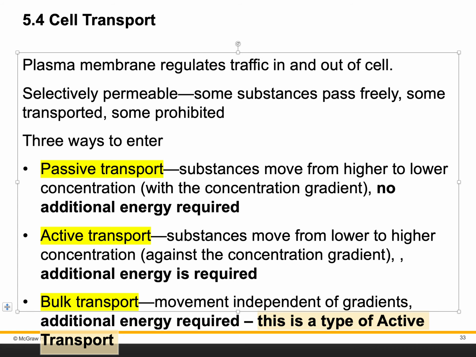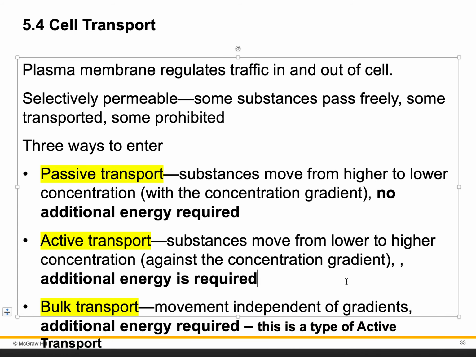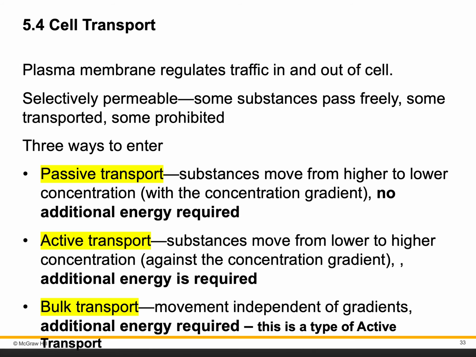So those are the 3 different types: passive, active, and bulk transport. Passive, no energy. Active needs energy. Bulk transport does need energy as well. With the concentration gradient, against the concentration gradient. Please make sure that you review this, because this will be on your test and it might be a little bit tricky. If you don't remember these definitions word for word, I recommend that you practice them, because you're going to get a question and I don't want you to get confused. So make sure that you review this slide and the definitions.